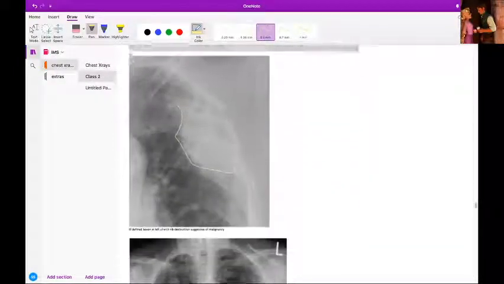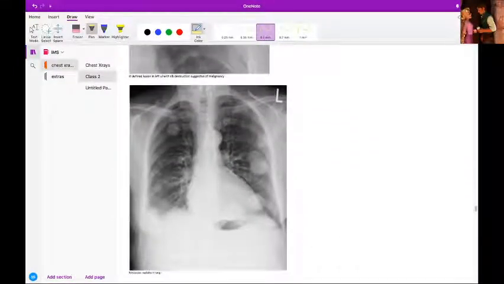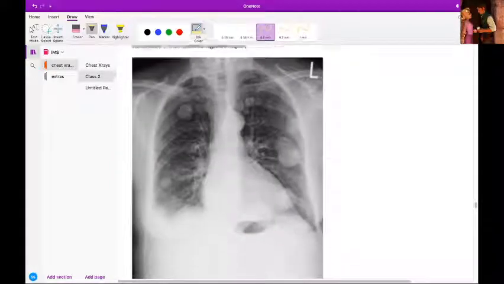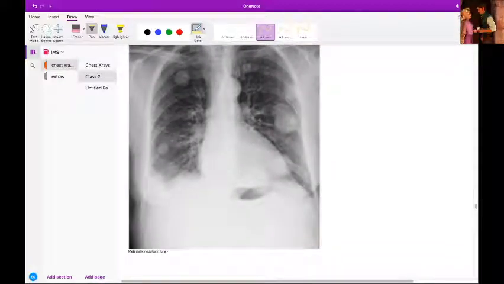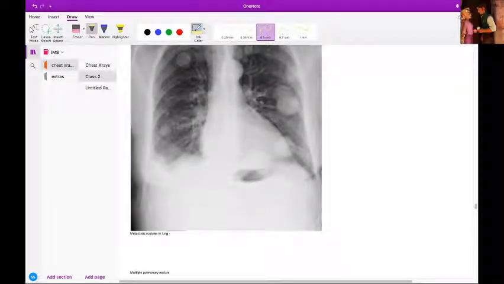All right. Then what is this? Mets. Yeah. Multiple pulmonary nodules, most commonly caused by metastasis. What are the organs that most commonly metastasize to the lung? Yes, breast. Okay. Breast, colon. What else?